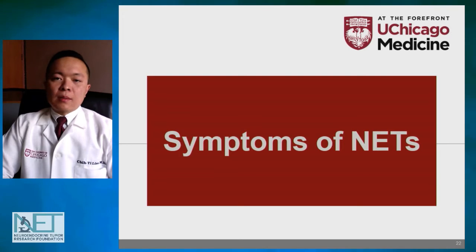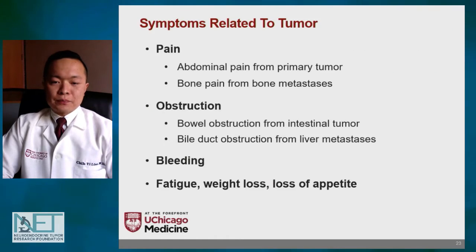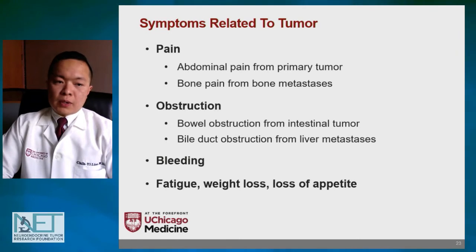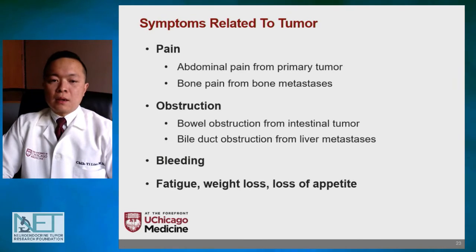Moving on to talk about some of the symptoms of neuroendocrine tumors. When we think about symptoms, we can think about symptoms related to the tumors themselves. This may include pain. For example, abdominal pain from a tumor in the small intestine, or tumors that have spread to other sites, such as bone metastases, can cause lots of pain.